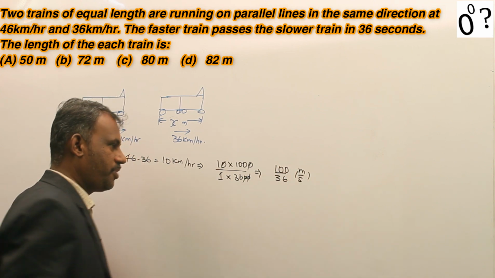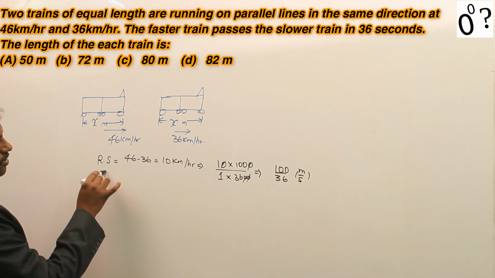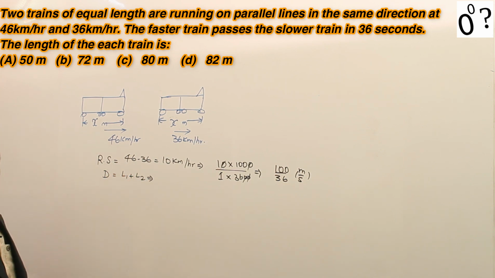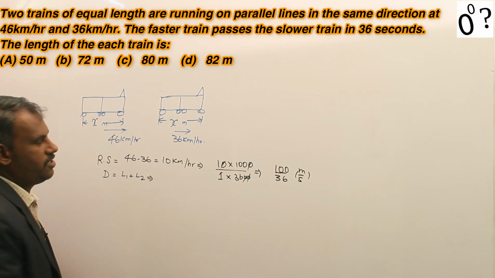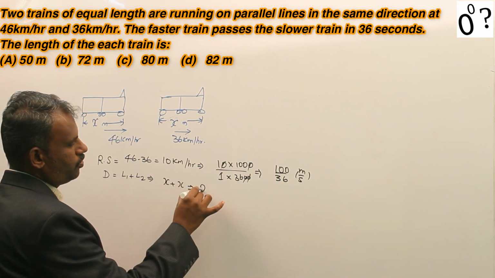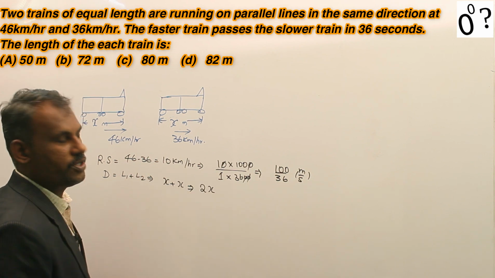This is the speed, and the distance is equal to the length of train 1 plus the length of train 2. We don't know the length of the train. We already assumed the length of the first train is equal to x and the length of the second train is also the same, so the total length is equal to 2x meters.